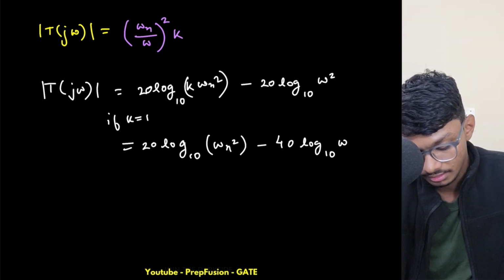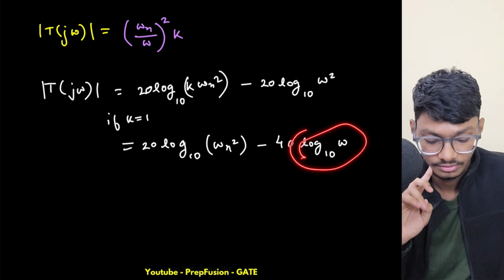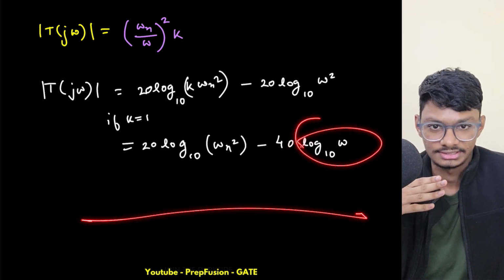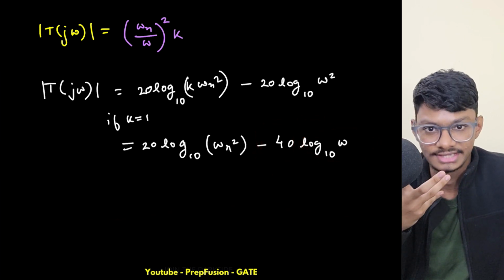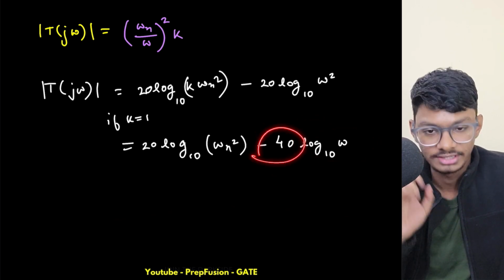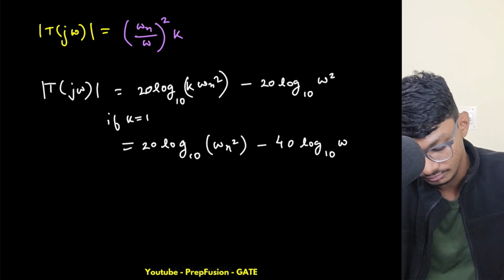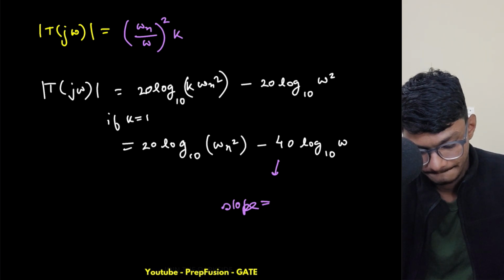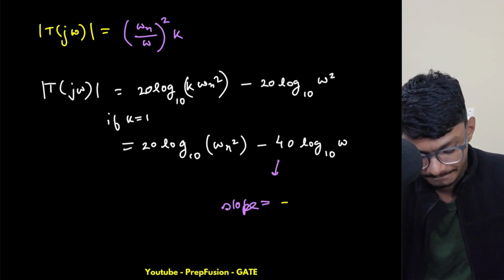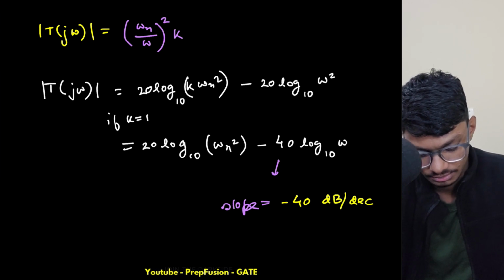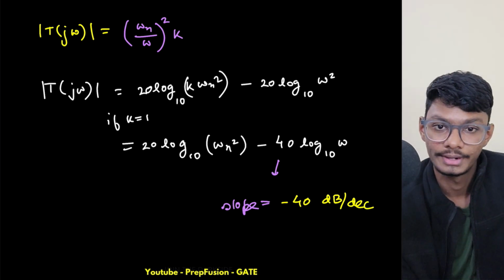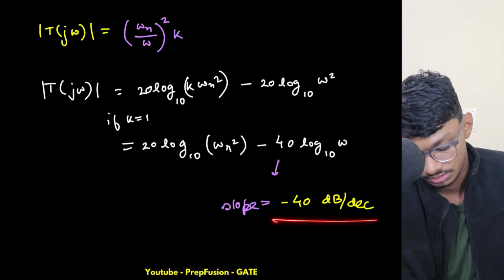Here we observe that the term in front of the log of omega is the slope of the graph, where omega is on the x-axis. So minus 40 is the slope. The slope is minus 40 dB per decade. So my slope is this.